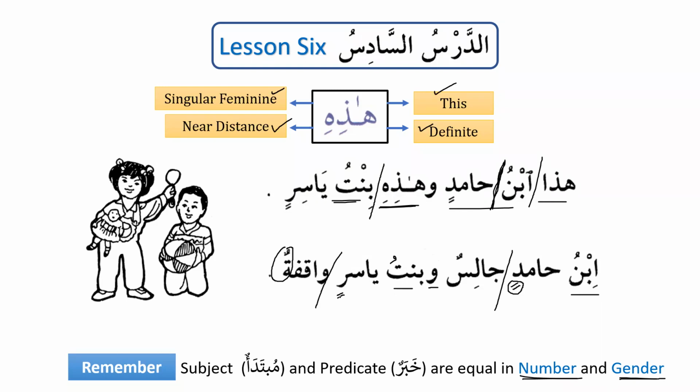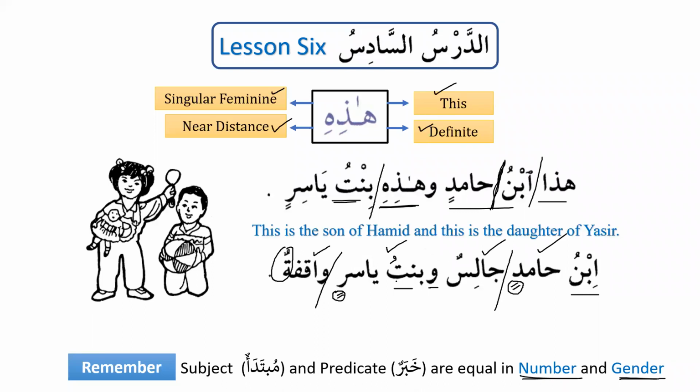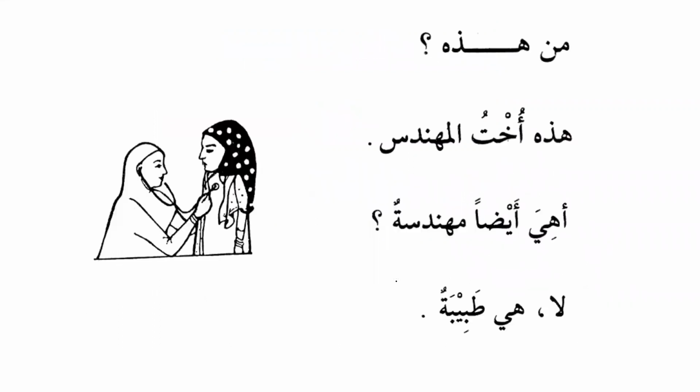Similarly, bintu is used as mudaf, and Yasirin will be mudaf ilayh. And the subject is feminine, that's why the predicate has to be feminine. Here, Ibn Hamidin is masculine, and that's why the predicate has to be masculine as well. Okay. So this is the son of Hamid, and this is the daughter of Yasir, and similarly, the son of Hamid is sitting, and the daughter of Yasir is standing.